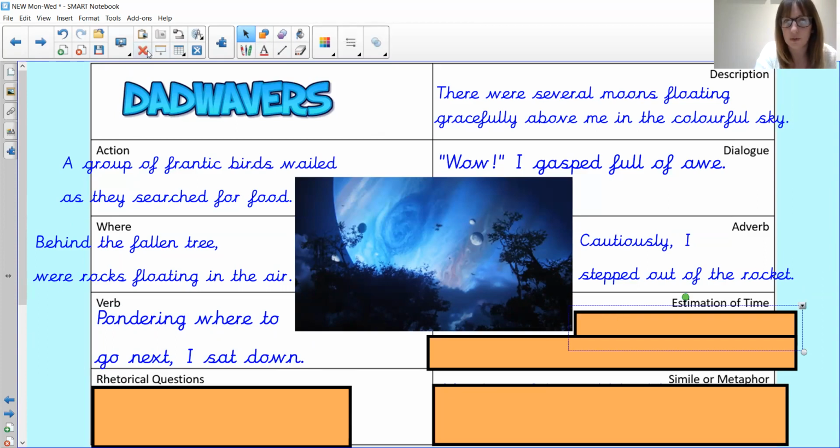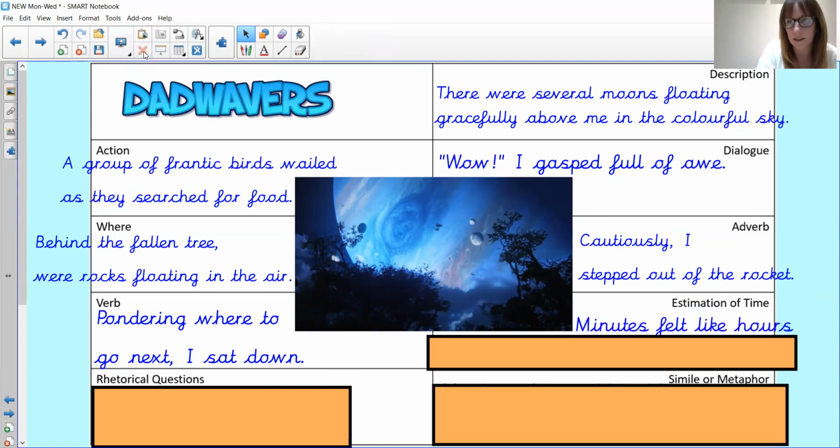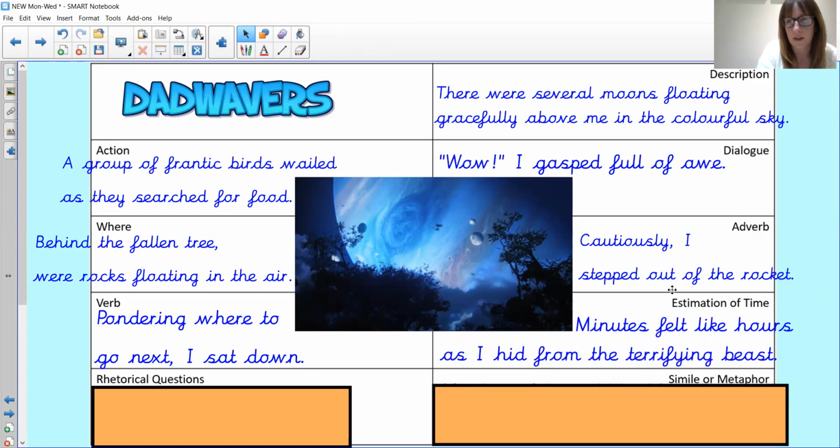And then on to estimation of time. So can I start my sentence with some words that are telling me about the time, how the time is feeling or what time of day it is? So minutes felt like hours as I hid from the terrifying beast. So I can sense, can't I, from that sentence that it was only a short time, but it felt like so long because I was so terrified that this beast was going to find me.